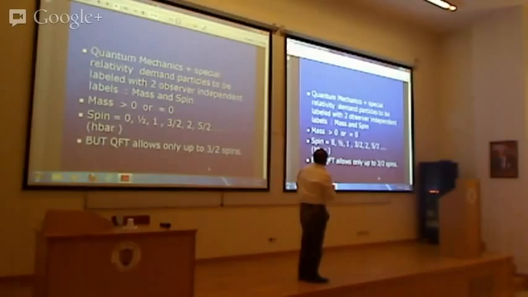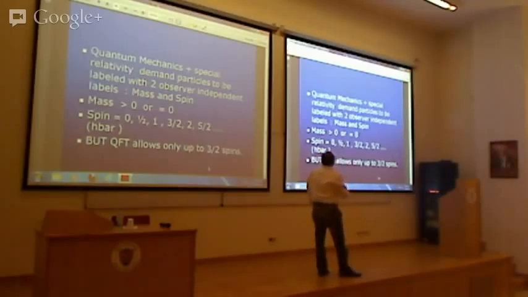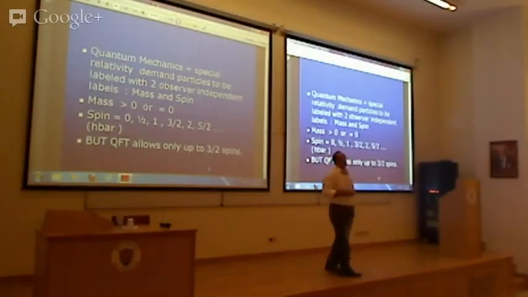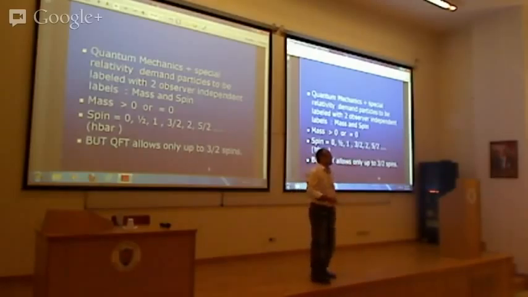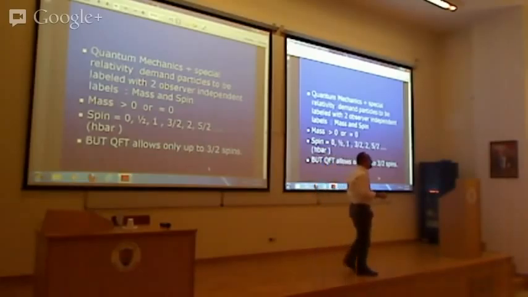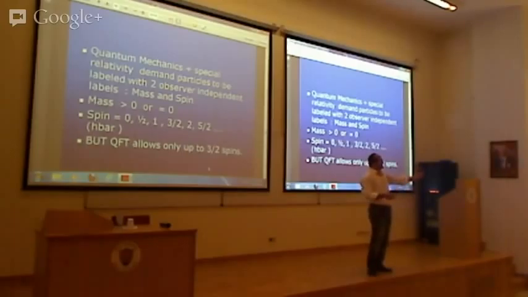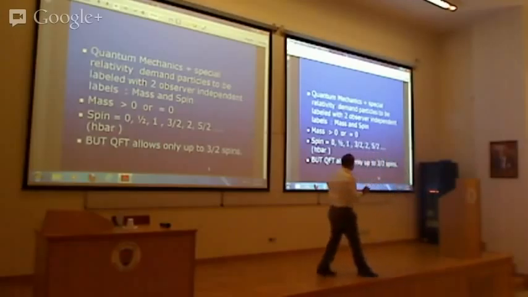Now I think it is actually right as well. So it allows mass to be greater than zero or zero. The spin could be 0, 1/2, 1, 3/2, 2, in units of ħ. So mass is a continuous variable, but spin turns out to be a discontinuous variable. For example, you cannot have a particle with spin 1.3. Why is that? Well, it turns out that that label is not consistent with observer independence. You might say that you have measured that spin, but you cannot communicate it to another observer. It doesn't mean anything. Okay?